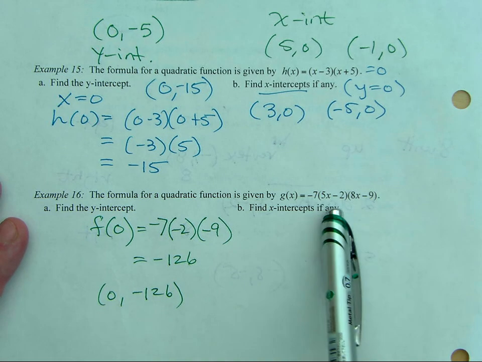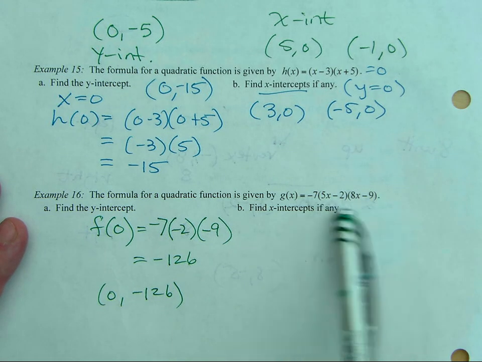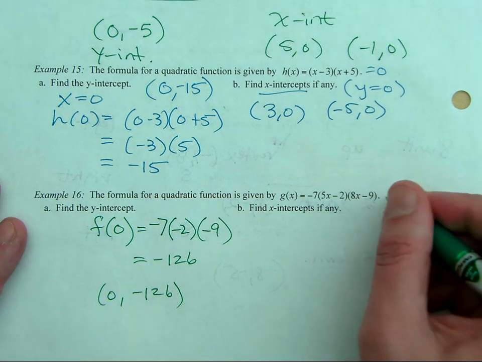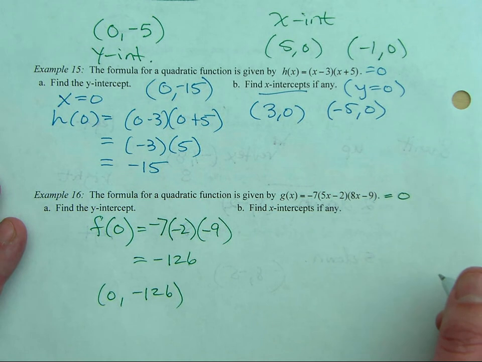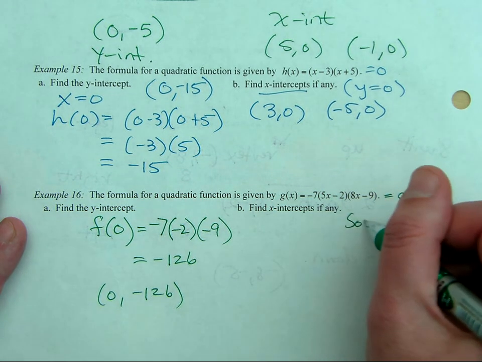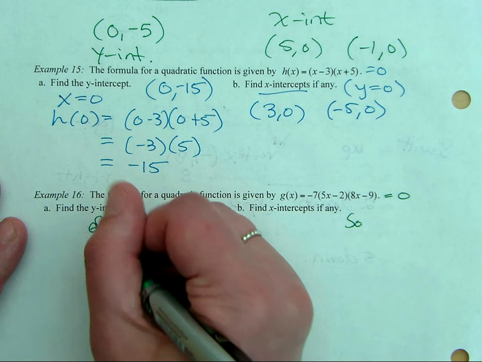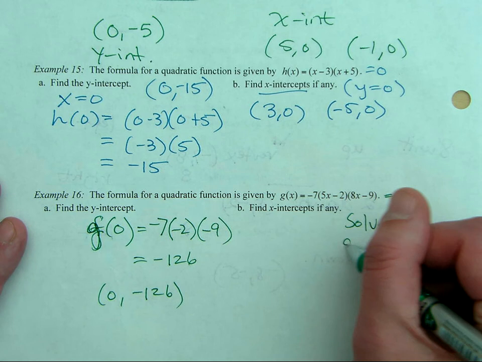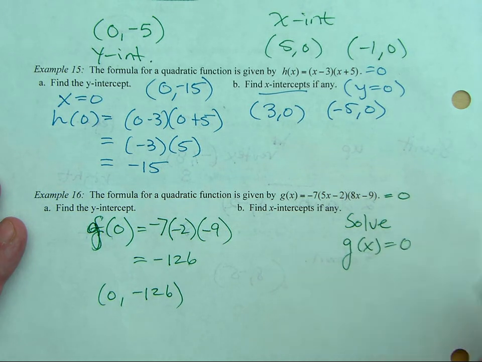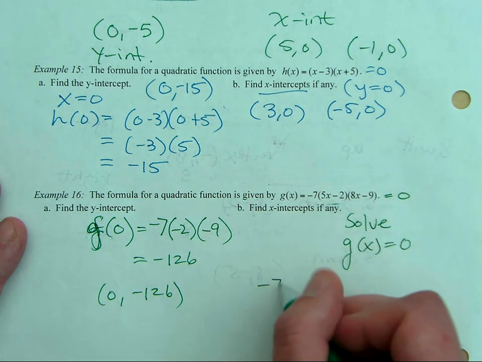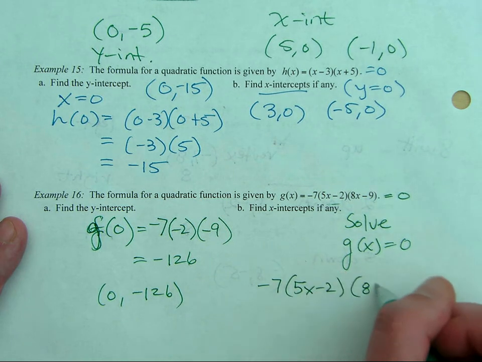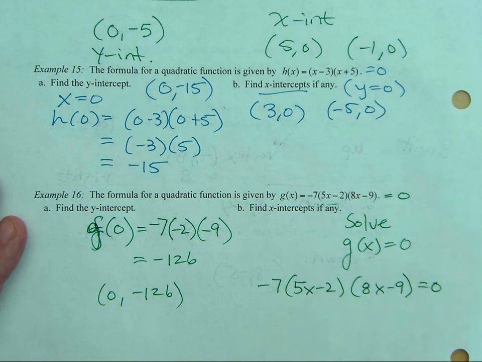Now the x-intercepts, again, this is already factored. So what do we do with each factor? We set the whole thing equal to 0, right? Because you're basically going to solve. And I'm sorry, I wrote f of x. This was g. You want to solve g of x equals 0. So you set the whole thing, negative 7 times 5x minus 2 times 8x minus 9, equal to 0.